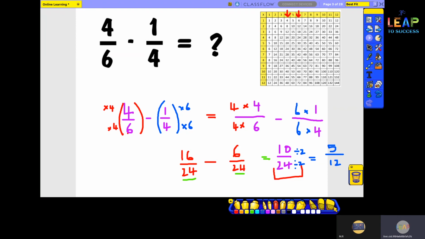Just another reminder, you have to make sure you divide by the same number. You cannot choose different numbers. You can't say 2 there and 12 there. You have to divide by the same number, so make sure they both go into that. Here, these two numbers cannot have any common numbers that go into them. Therefore, we leave it there, and 5/12 is your answer.